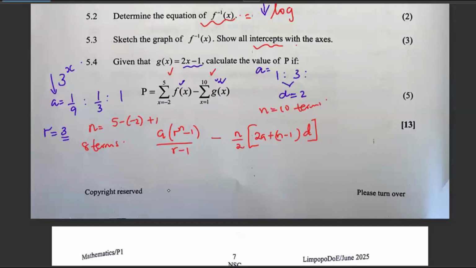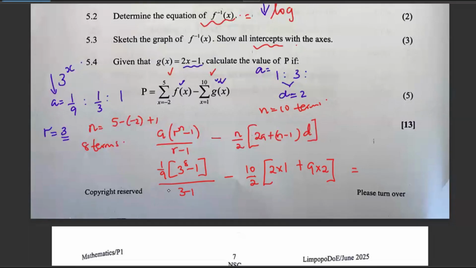So we have 1 over 9 into 3 to the exponent of 8 minus 1 over 3 minus 1. We are subtracting 10 over 2 into 2 times 1 plus, we know that 10 minus 1 is a 9 multiplied by 2. All right, so the only thing I have to do is just substitute that into the machine.